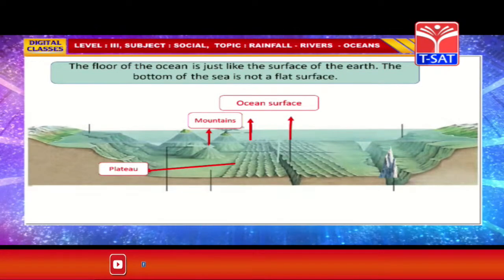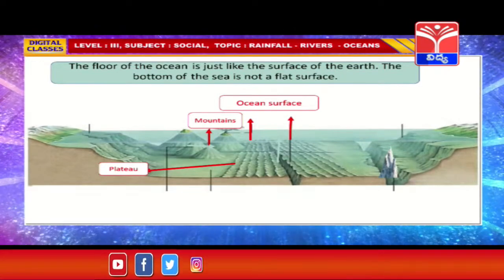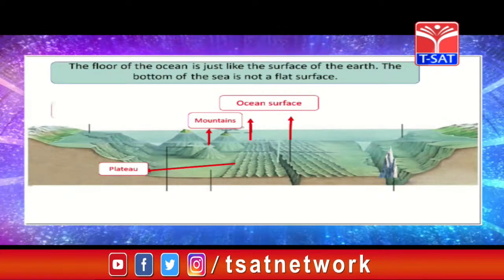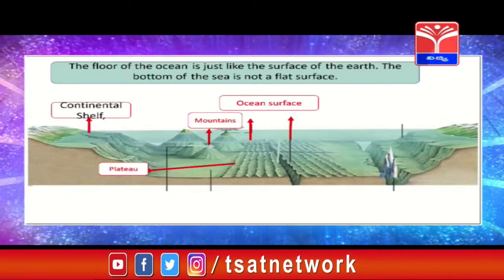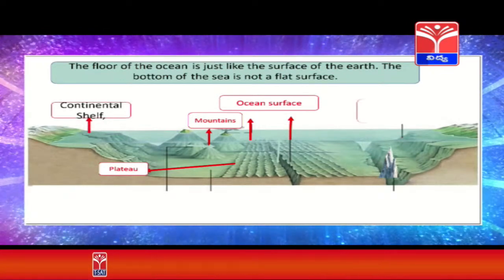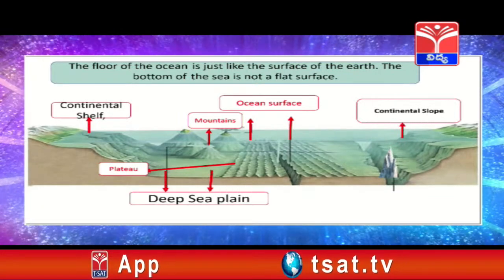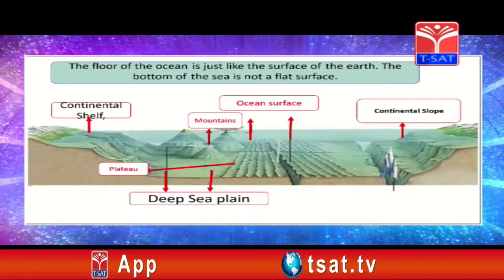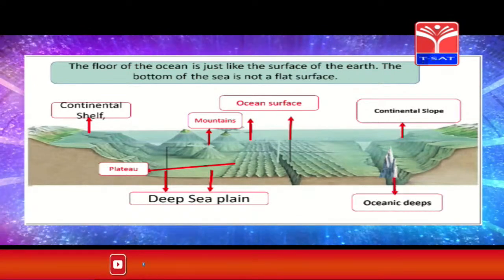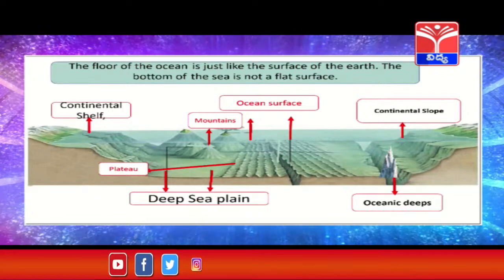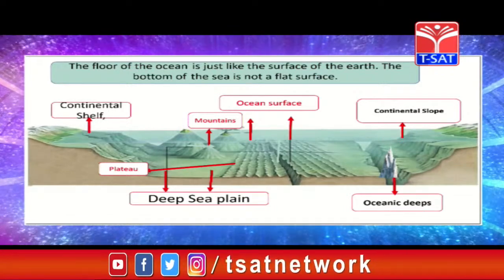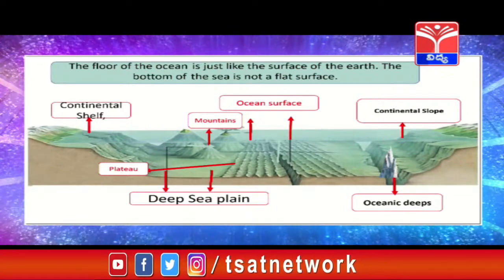And there are different parts of the ocean floor. Now let us learn about them. The ocean floor is divided into 4 parts. The first one is the continental shelf, then the continental slope, deep sea plains or the abyssal plains, and the oceanic deeps or the trenches. As you all know children, the water will never remain still.